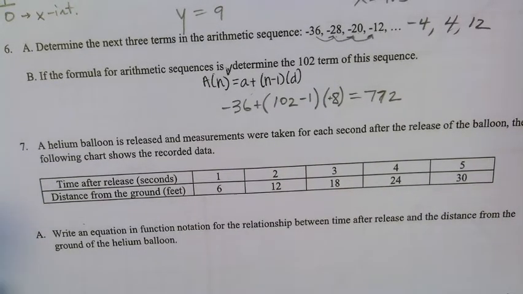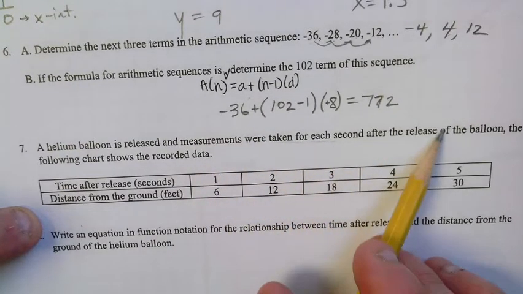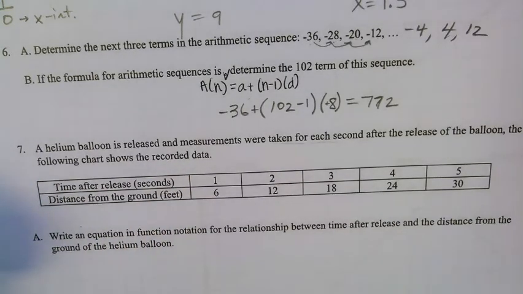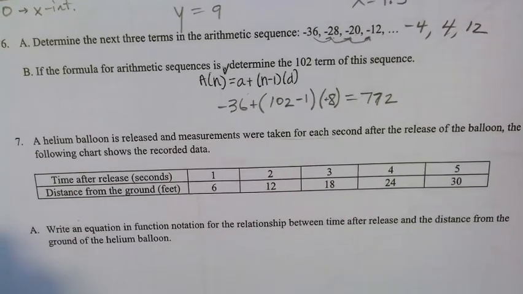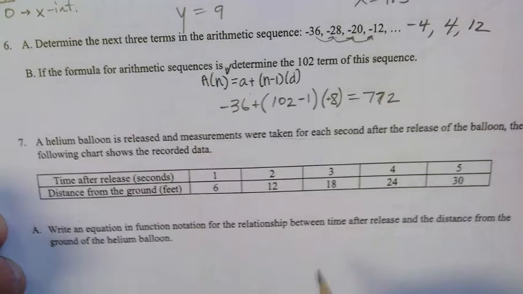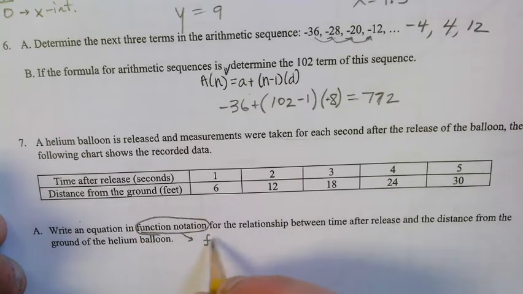The next one: a helium balloon is released and measurements were taken for each second after the release of the balloon. The following chart shows the recorded data. Time released in seconds, distance from the ground in feet. Write an equation in function notation for the relationship between the time released and the distance from the ground of the helium balloon. Function notation means f of x, okay? So you could do this in several different ways.